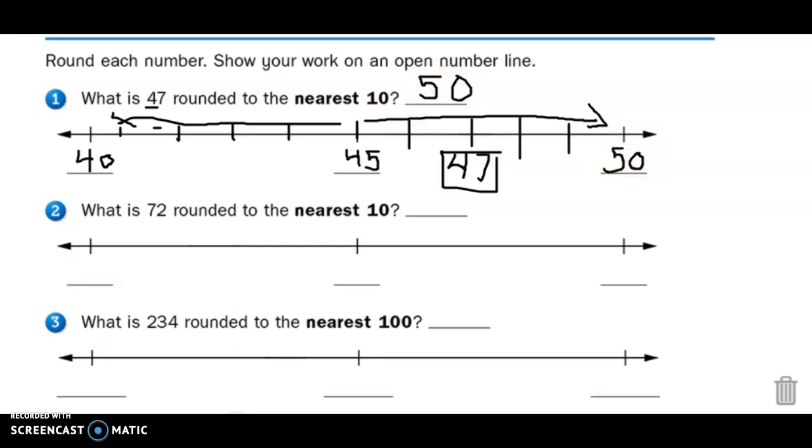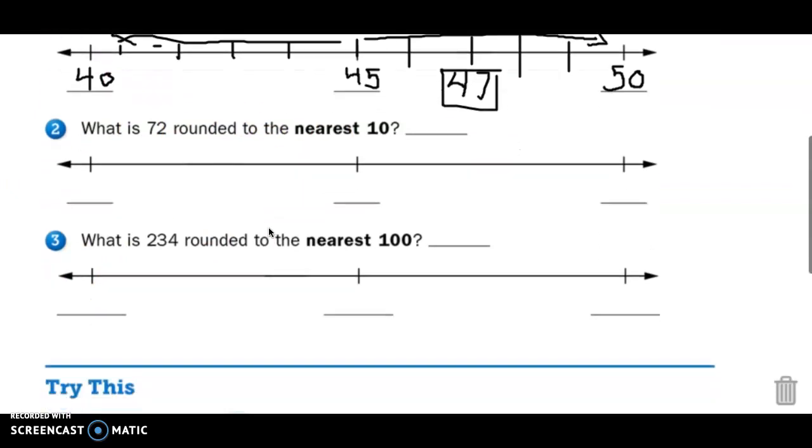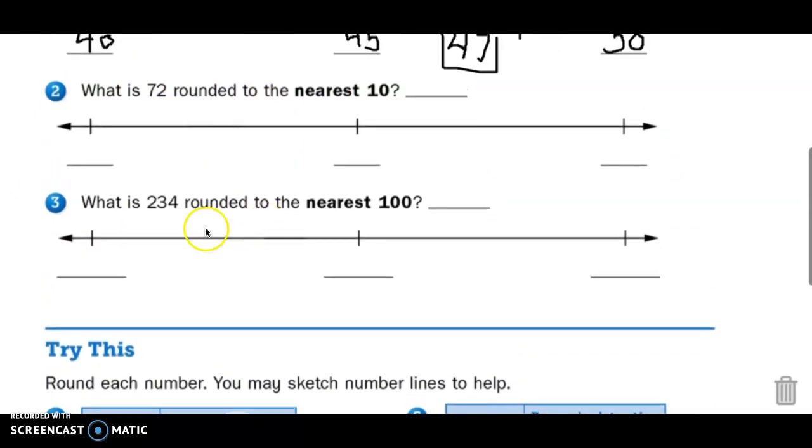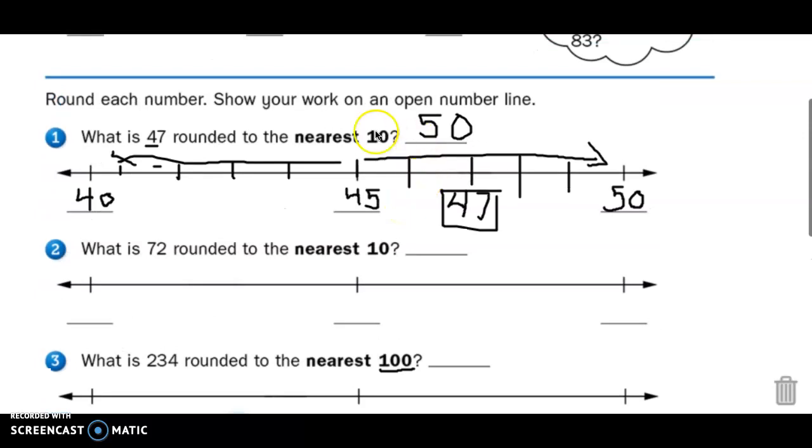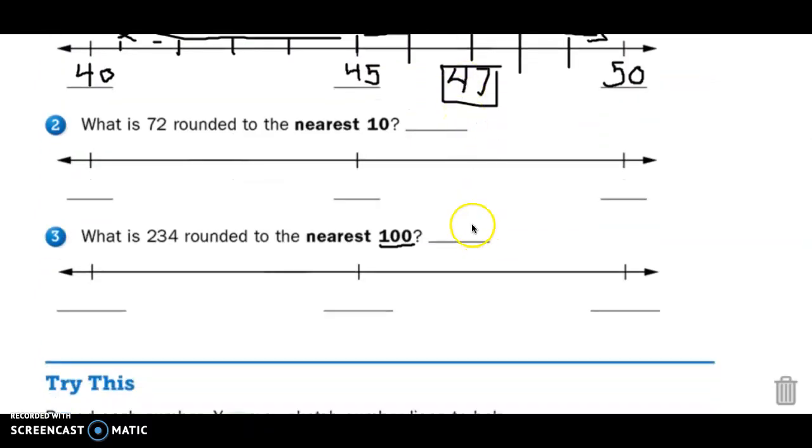Great. I want you to try number 2 on your own, but we're going to look at what is 234 rounded to the nearest 100. Look at that. This time it's the hundreds place. And do you see how 100 has 2 zeros at the end? So the 10 had 1 zero at the end, so our number had 1 zero at the end. I know that my answer is going to have 2 zeros at the end because my 100 has 2 zeros.